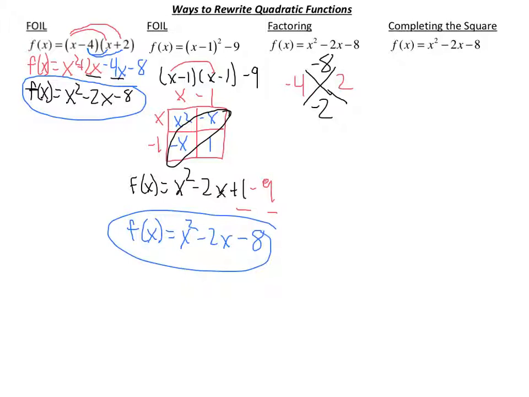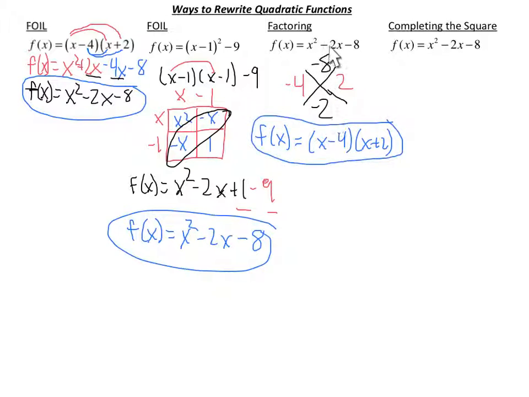So, my answer in factored form, first let's put f of x is equal to x minus 4, x plus 2. There it is. Now that was an easy factoring. It could be anything. You might have to factor different kinds of things. But if you ever want intercept form, you just factor it.